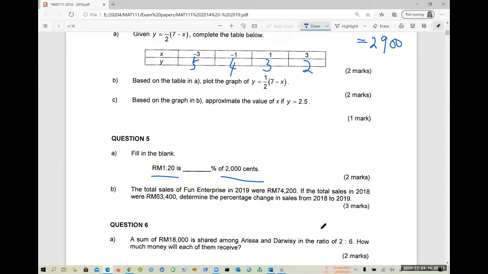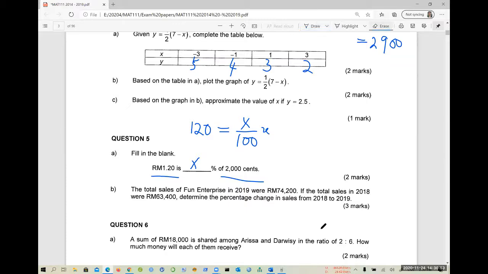Okay, let's say we change the RM into cents. To convert this, you get 120 cents, then an equal sign. Let's say here you have X percent. So X divided by 100. The percentage changes into X divided by 100. And then "of" refers to multiplication. So this one will be multiplication.